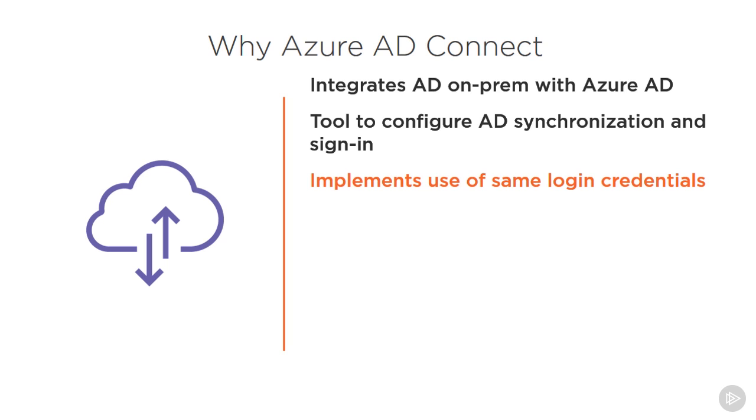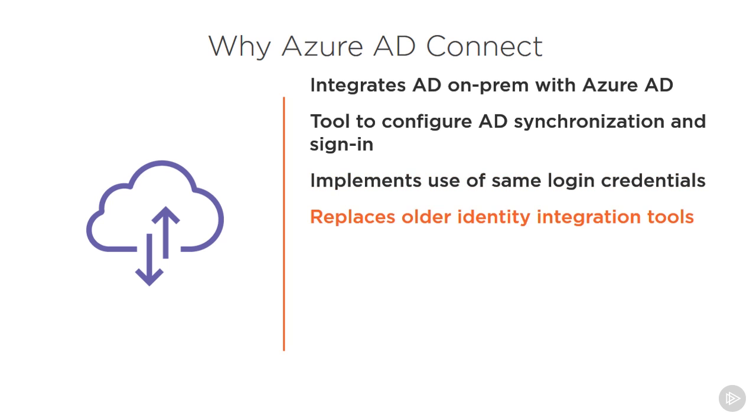This allows us to implement the use of the same login credentials. Now we have single sign-on. We're going to talk about that in the next module where we implement ADFS, the Active Directory Federation Services, but we also have same sign-on, which means now I get prompted for credentials when I'm on-prem and I get prompted for credentials when I'm in the cloud. I want to make sure those credentials are the same. I don't want my users to have to manage multiple authentication credentials, and this is where the Azure AD Connect comes in.